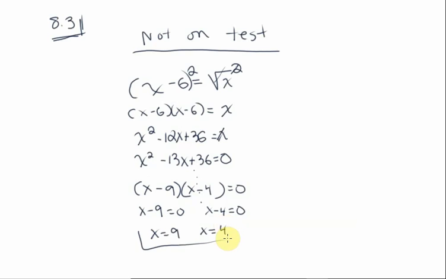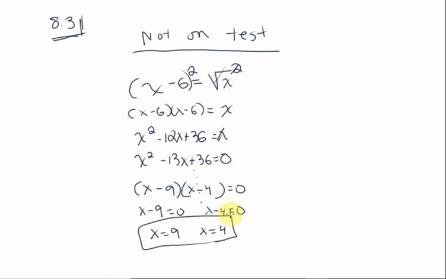We should check those because we squared both sides. Remember, that can always lead to some sketchiness or some erroneous answers. So you might want to check it. If I put 9, let's see, 9 minus 6 is 3. Square root of 9 is 3. 4 minus 6 is negative 2. Square root of 4 is 2.